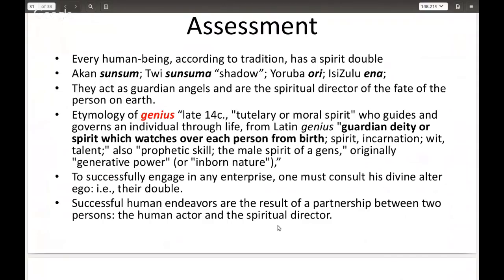And so you'll also see it as the shadow in a lot of literature. In the Yoruba tradition, they say Ori. In isiZulu, it's Ina. And I know for those who are familiar with the Yoruba tradition, they say that the word Ori means head. There is a homonym Ori, head. But Ori here is your spirit double.